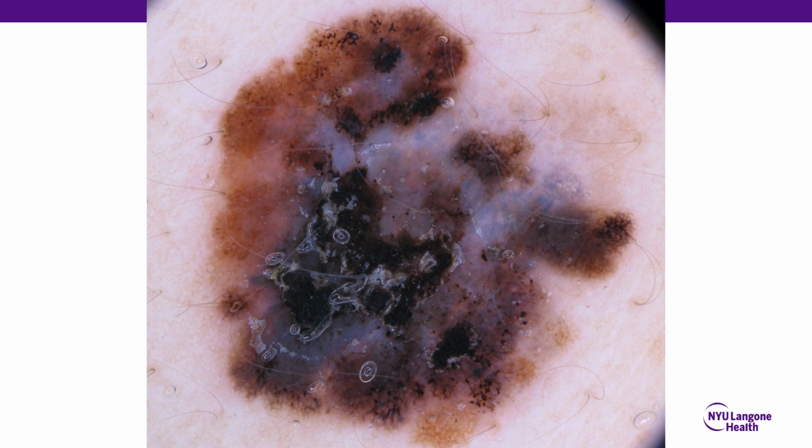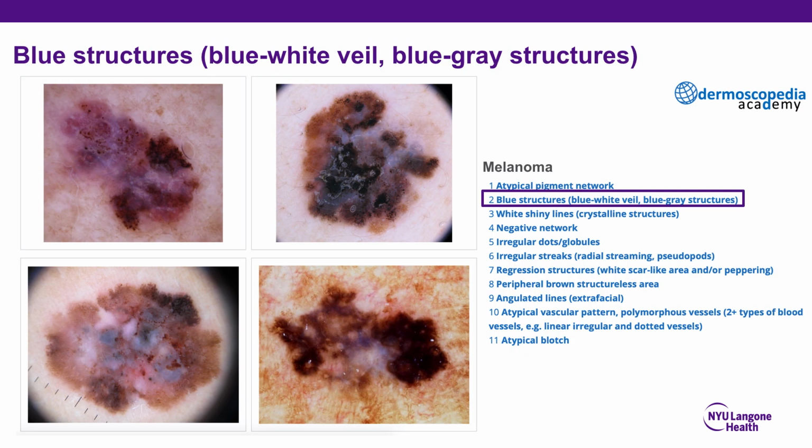This melanoma has many colors in it. In the center, you see some blue, white, and gray areas. In these melanomas here, you might see a blue-white veil or blue-gray structures, and we kind of combine all of that under the term of blue structures.